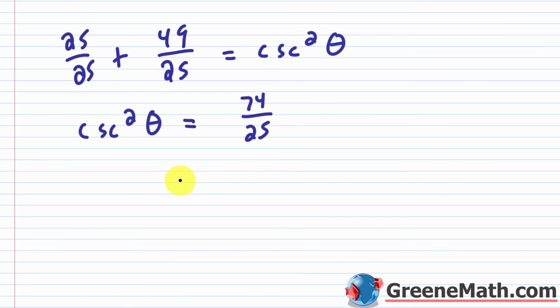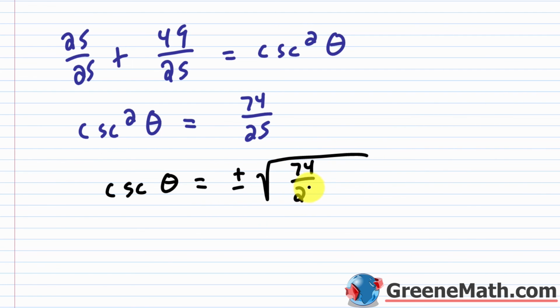And then from here, we can just use the square root property. And we could say that cosecant of theta is equal to plus or minus the square root of 74 over 25. Now, again, we're in quadrant 1, so we want this to be the principal square root. And essentially, this is going to be the square root of 74 over 5. And again, all I did was split this up to where it was the square root of 74 over the square root of 25. And the square root of 25 is 5. So that's how I got that down there.